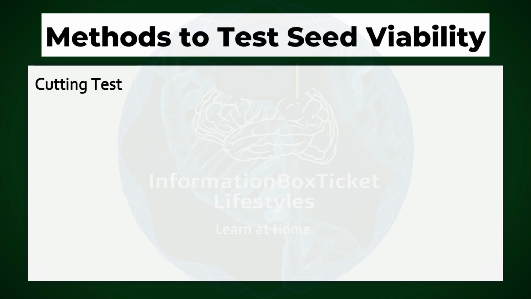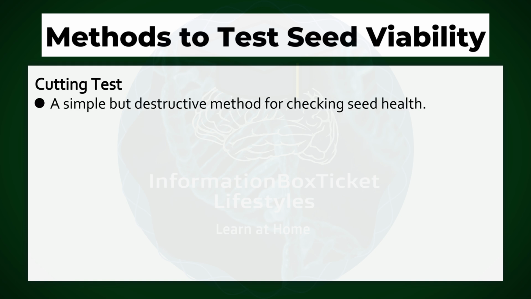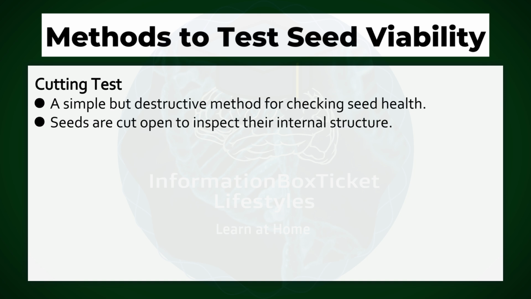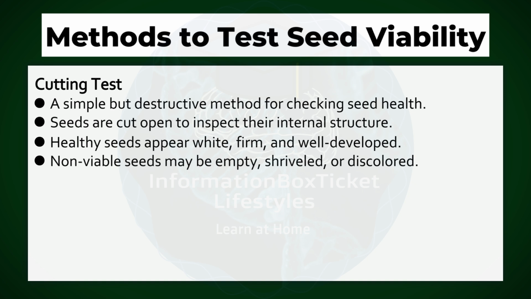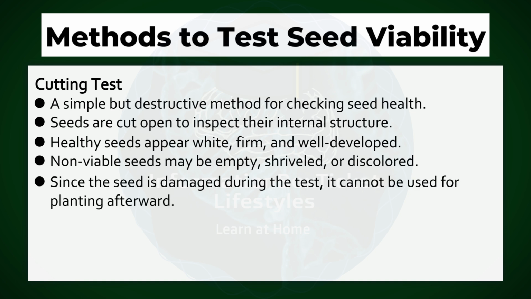Cutting test. A simple but destructive method for checking seed health. Seeds are cut open to inspect their internal structure. Healthy seeds appear white, firm, and well-developed. Non-viable seeds may be empty, shriveled, or discolored. Since the seed is damaged during the test, it cannot be used for planting afterward.